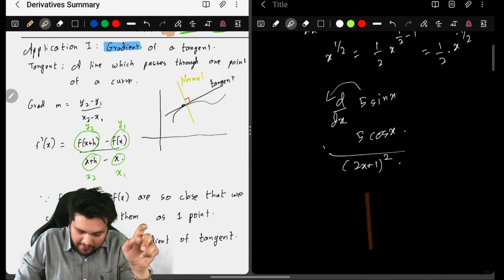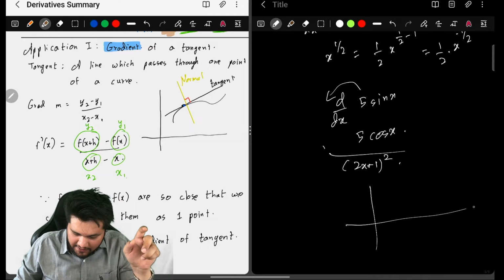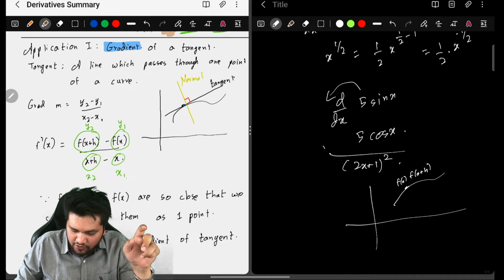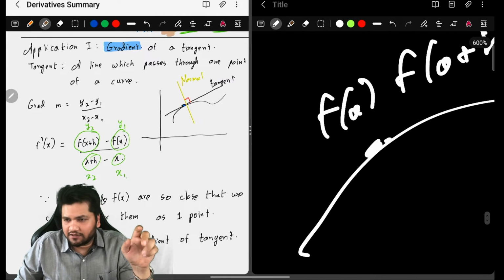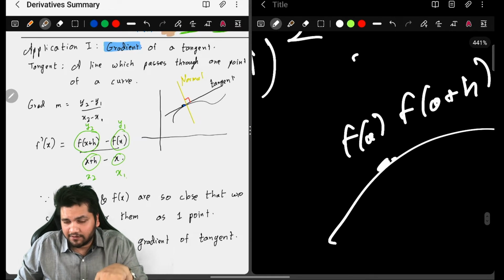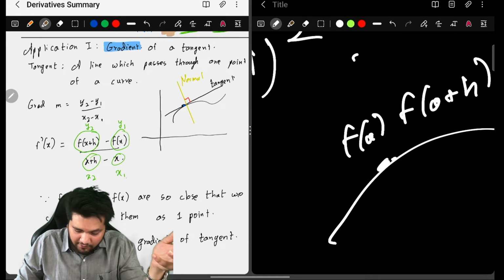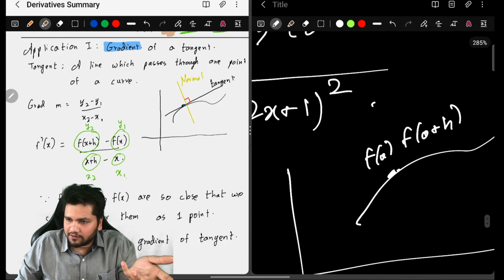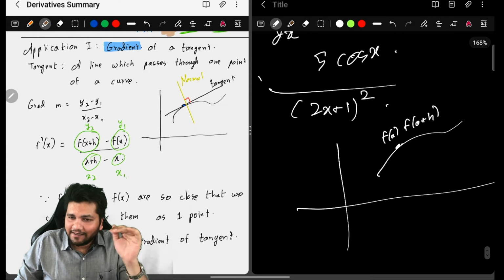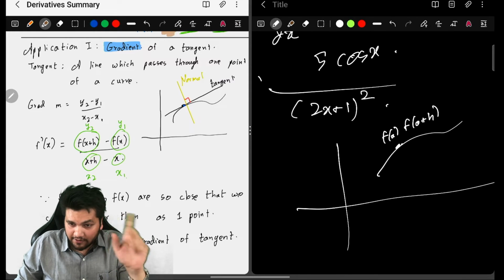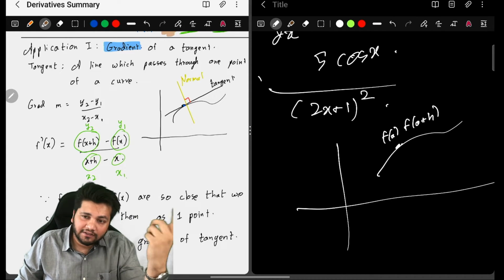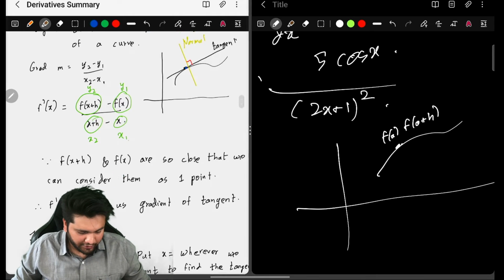Understand? Again, I'm just repeating the same thing. If there is this curve, and I'm talking about f of a, and I'm doing f of a plus h, now these points are so close to each other, they are just next to each other. Think about it: the value of h is 0, infinite 0, and after that 1. So it's impossible. We are talking about a point just next to it, so we'll consider that point as just one point only. That's why we will get the gradient of the tangent at that particular point.